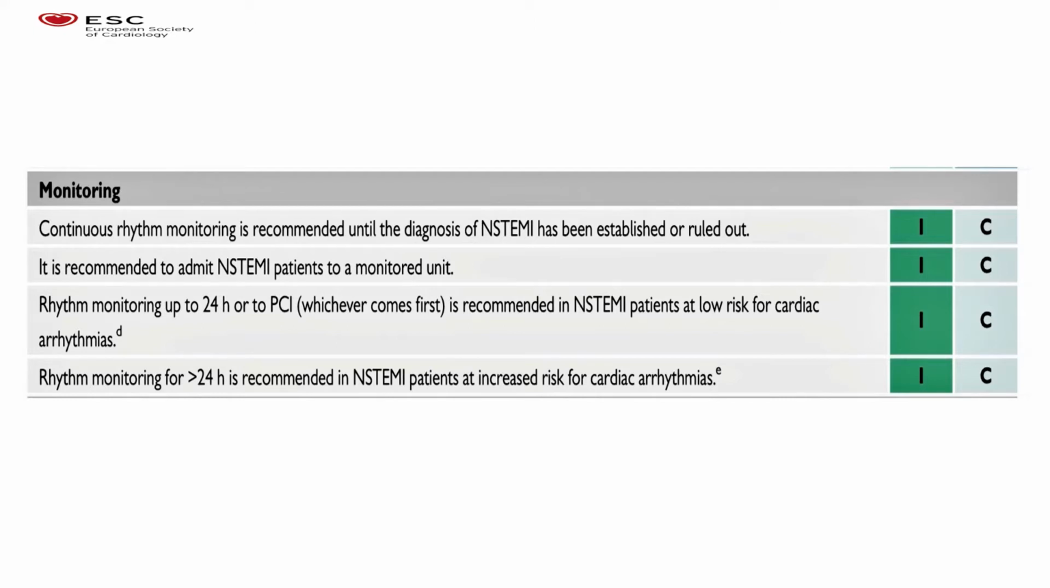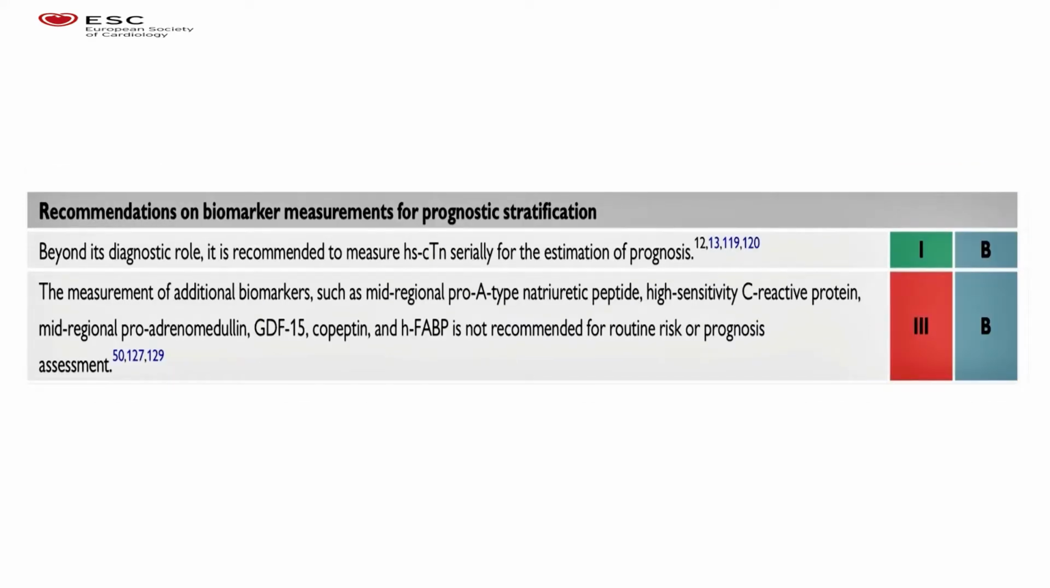Class 1 Level C. Recommendations on biomarker measurements for prognostic stratification. Beyond its diagnostic role, it is recommended to measure high-sensitivity cardiac troponin serially, for the estimation of prognosis. Class 1 Level B. The measurement of additional biomarkers, such as mid-regional pro-natriuretic peptide, high-sensitivity C-reactive protein, mid-regional proadrenomedullin, GDF15, copeptin, and HFABP, is not recommended for routine risk or prognosis assessment.